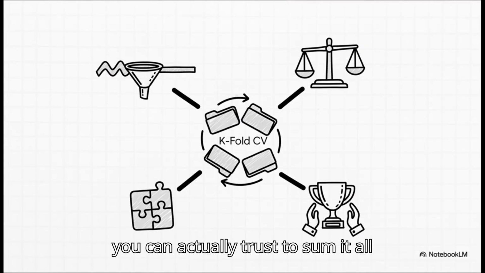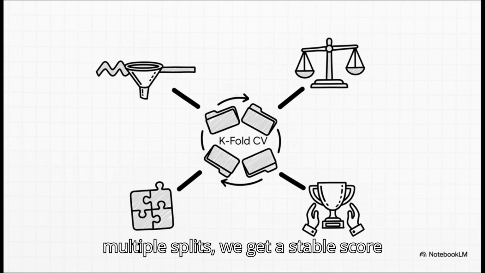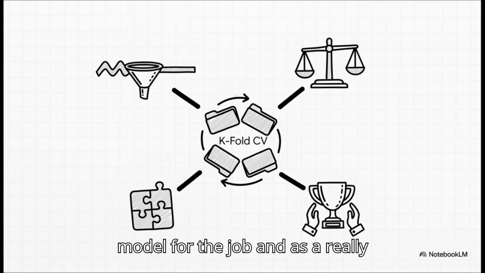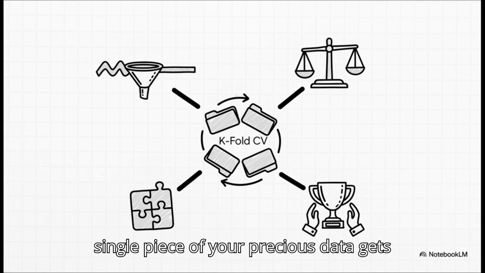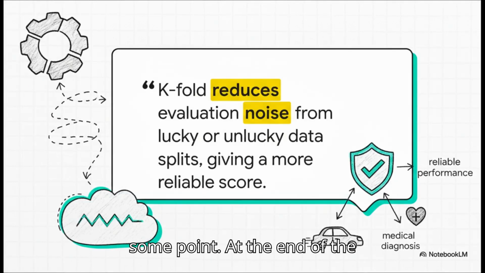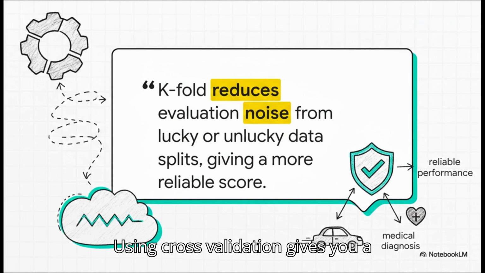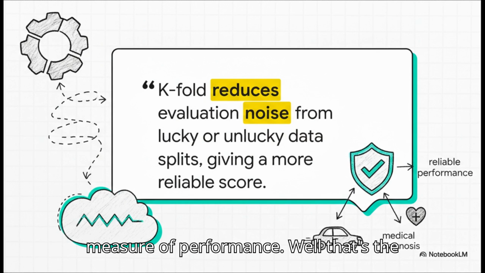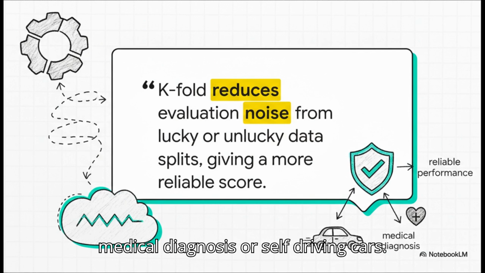To sum it all up, K-fold CV is all about replacing luck with reliability. By averaging across multiple splits, we get a stable score that lets us confidently choose the best model for the job. And as a really nice bonus, it's incredibly data efficient. It makes sure that every single piece of your precious data gets used for both training and testing at some point. At the end of the day, it really just comes down to this. Using cross-validation gives you a performance score that you can actually hang your hat on. And having a trustworthy measure of performance, well, that's the absolute foundation for building any reliable AI system, whether it's for medical diagnosis or self-driving cars.